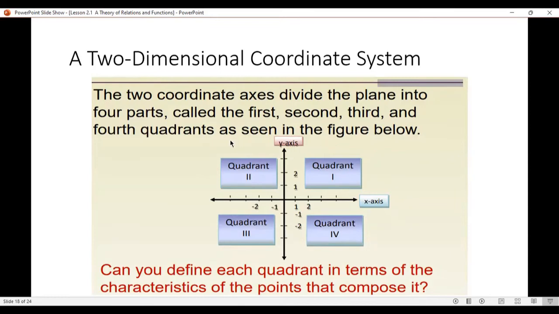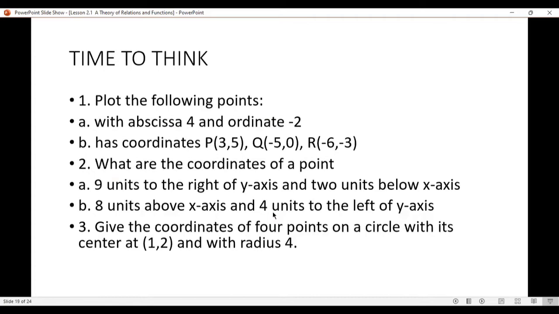So ang second quadrant natin ay nasa upper left, quadrant 2. At yung third quadrant natin ay nasa lower left, quadrant 3. At yung last quadrant yung nasa lower right. Okay? So try natin to.